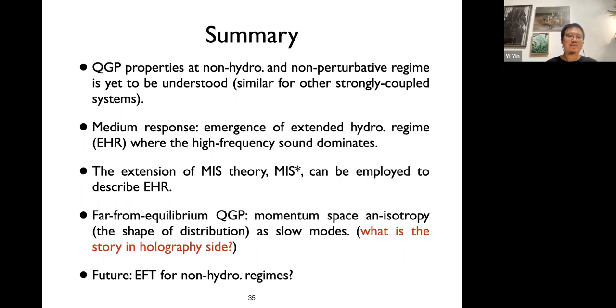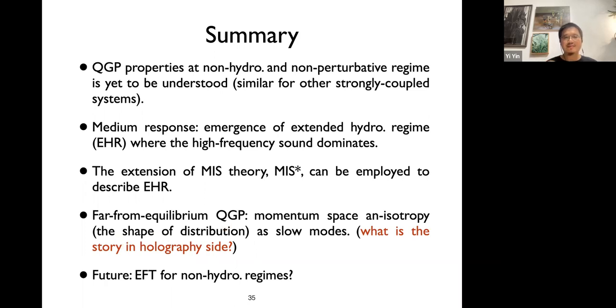Our study is motivated by understanding the QGP properties in the non-hydrodynamic and non-perturbative regions. This is one of the unexplored regions in the study of quark-gluon plasma, but I guess one can ask similar questions for other strongly coupled systems. What are the properties of the system outside the hydrodynamic regions, but still quite non-perturbative? I discussed the medium response. I argued for a class of theories. There are extended regions where the high frequency sound modes dominate. I'm trying to extend the MIS theory and construct an extension called MIS star. I demonstrated that this theory can be used to describe the extended hydrodynamic region in relatively simple ways.